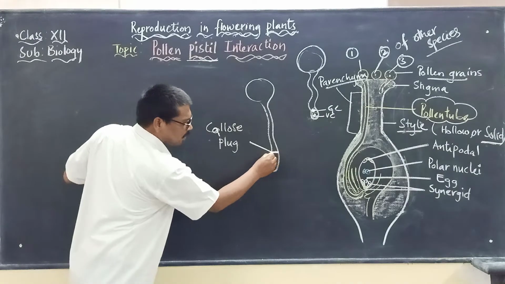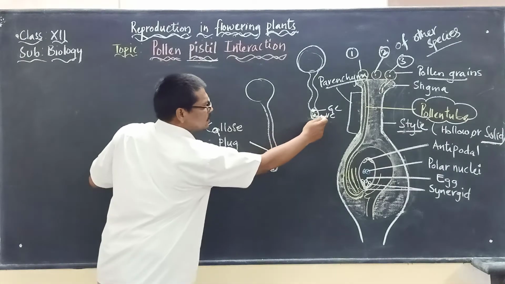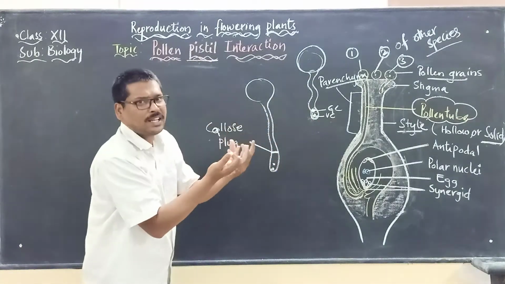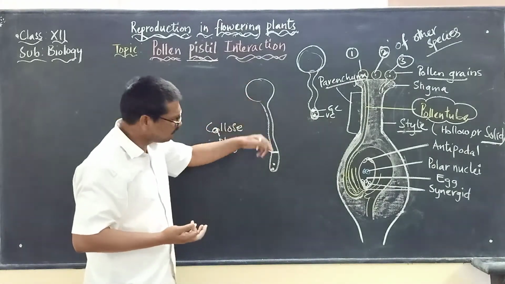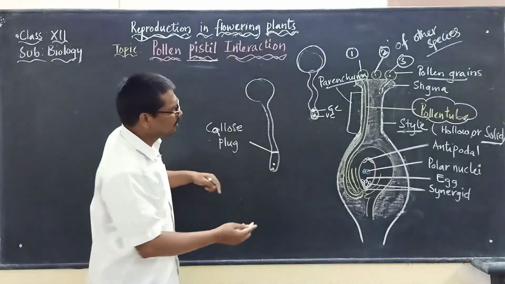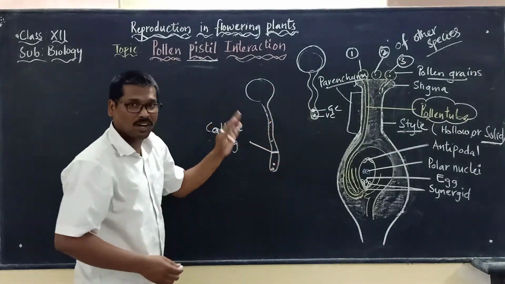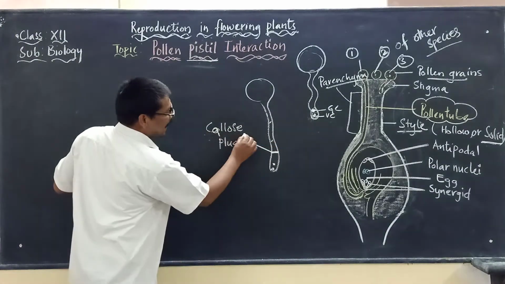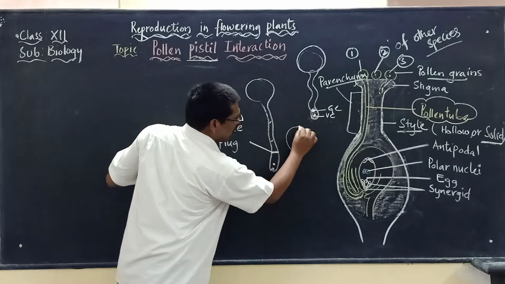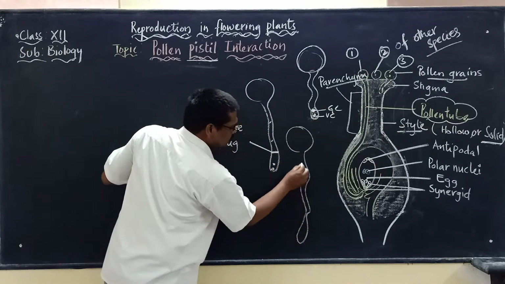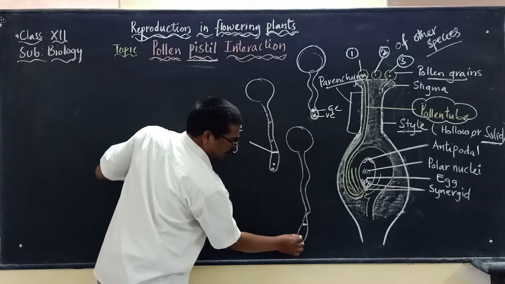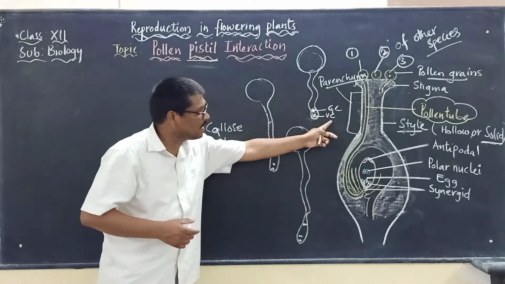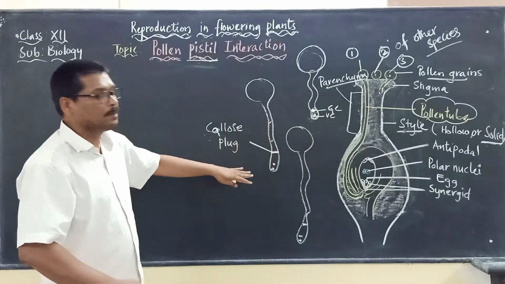This callus plug that is formed will not allow the contents of the vegetative cell and generative cell to be pushed back. All the content of the pollen grain will be present at the tip of the pollen tube. They will not be scattered throughout the pollen tube. How is it maintained? By forming callus plugs. As the pollen tube increases in length, again there will be a callus plug formed, keeping the generative cell and vegetative cell at the tip of the pollen tube.